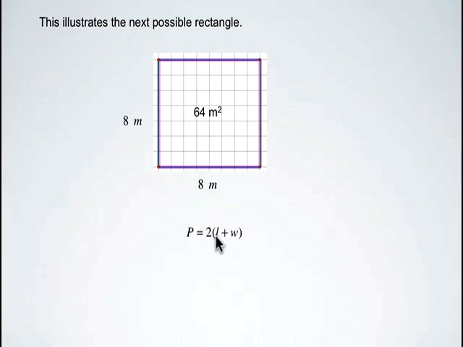So it's 2 times the length plus the width. We'll substitute in our value of 8 for the length and 8 for the width. If we add those two in the brackets first, it gives you 16, and we'll multiply that by 2. Giving us a total perimeter of 32 meters.